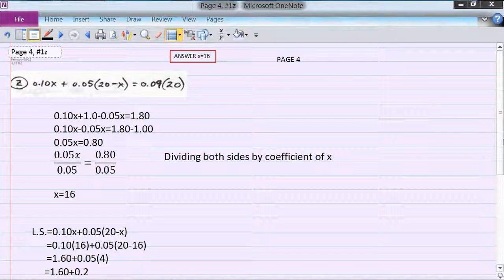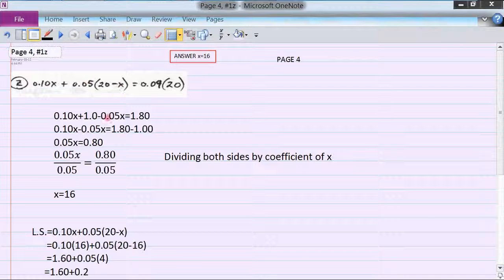Now here we're going to do decimals. Problem involving decimals. Here you can see first thing we're going to do is remove this bracket, use the distributive rule. 0.05 times 20 gives me 1.